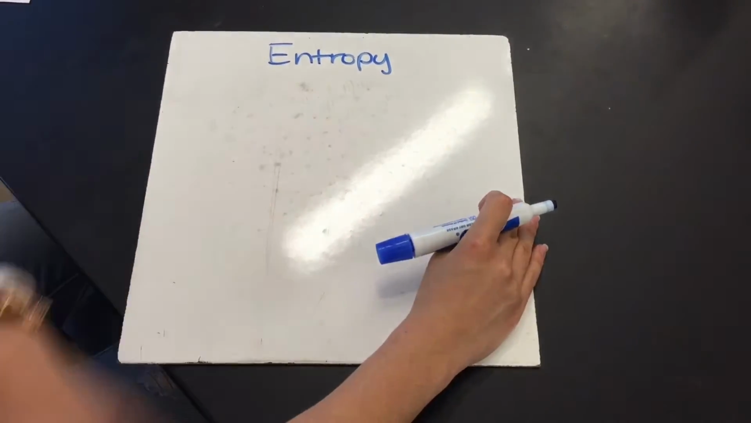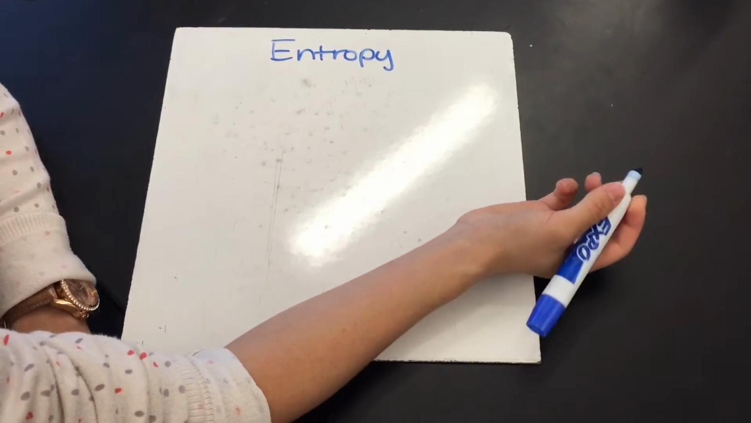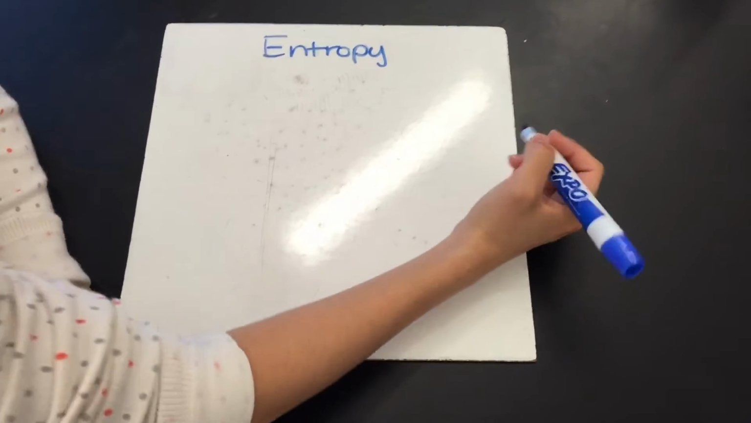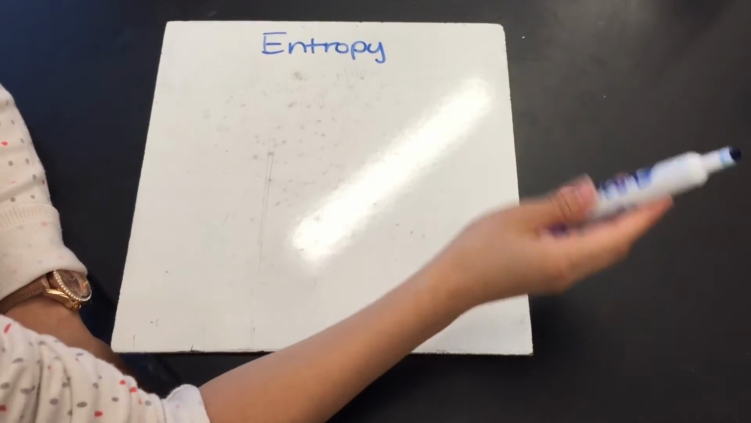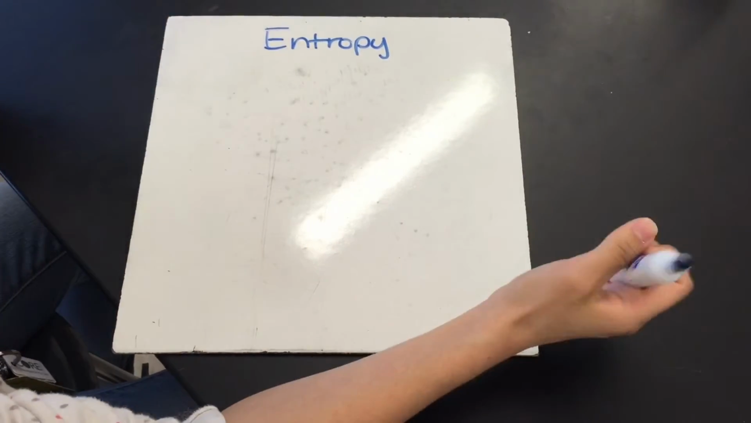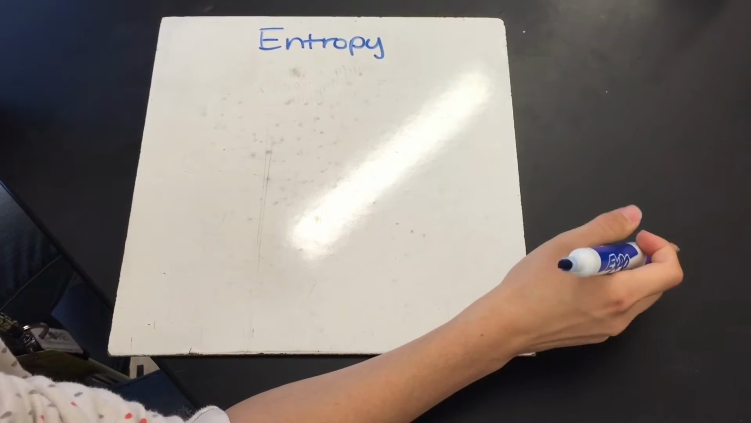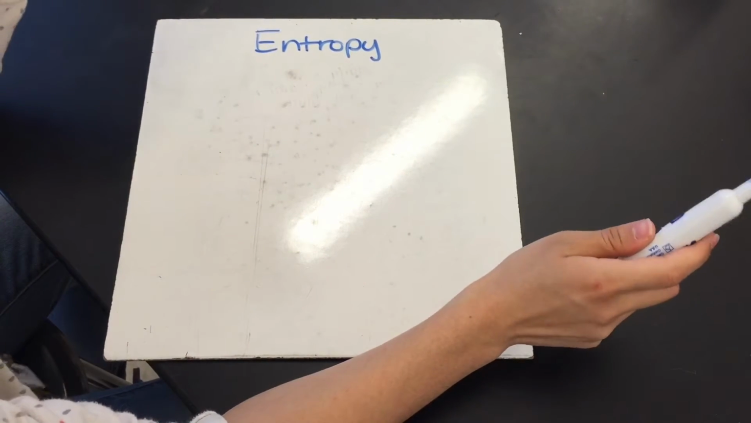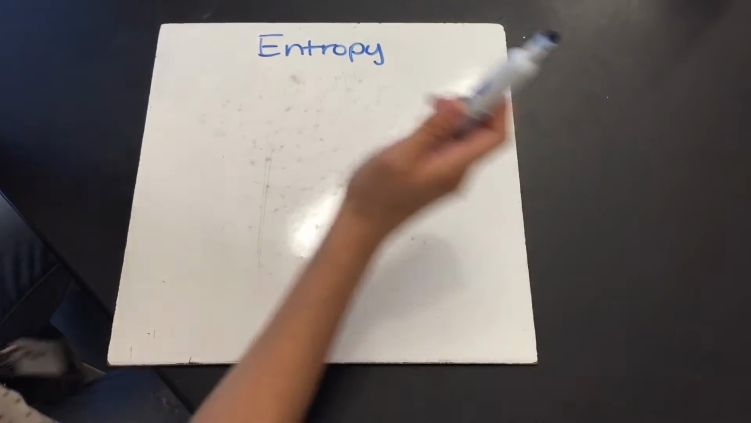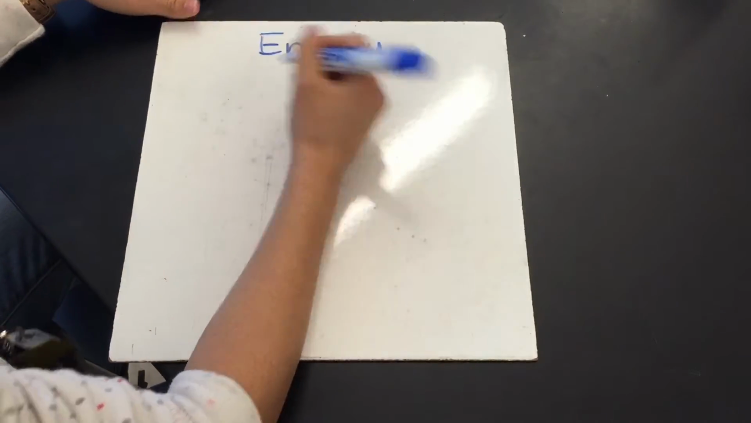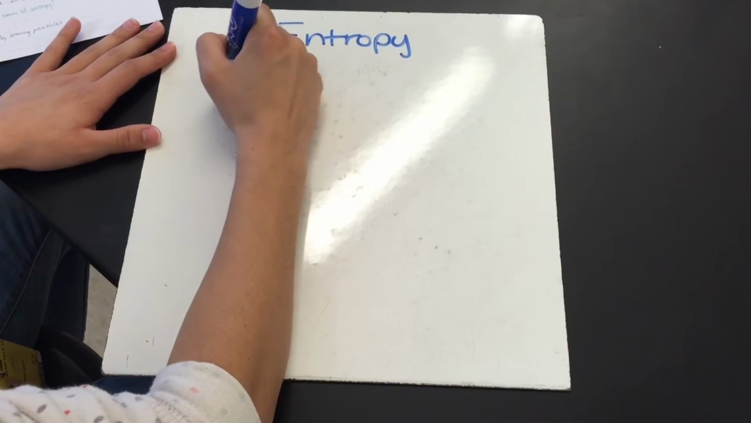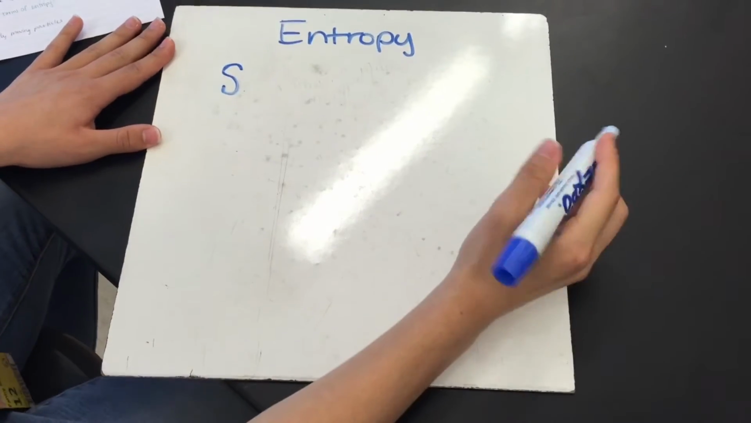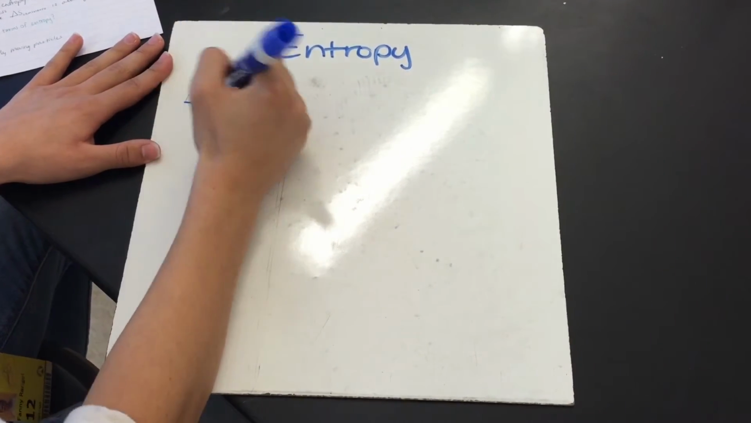So there's something you have to know about spontaneous processes, and it is that they are irreversible. For example, ice melting into water is a spontaneous process, and water is not magically going to come back into ice without outside assistance. So the symbol for entropy is S. The symbol for entropy change is delta S.